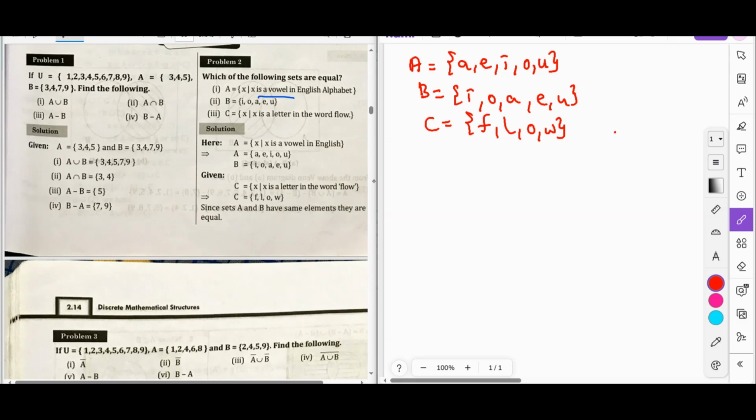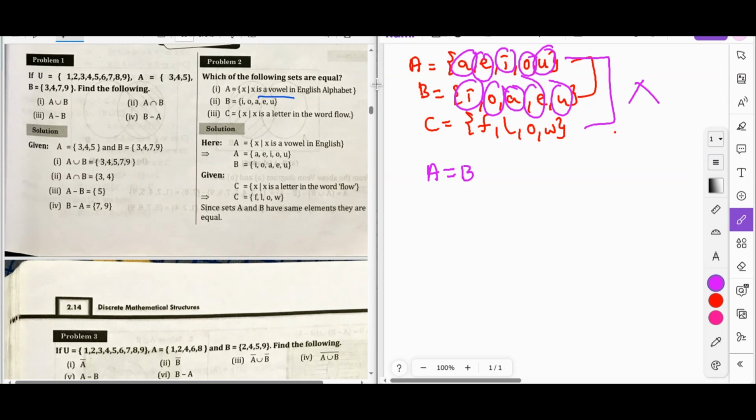Now they're asking which of the following are equal. What is meant by equal? Equal means we should have the same elements, right? So we will check A and B. All the elements should be the same. We have A, yes, then we have I, then O, E, and U. So all the elements are the same, then A is equal to B. Set A is equal to set B. Then when you compare A and C, all elements are not common, and when you take B and C also, we don't have any elements common. Therefore, they are not equal.